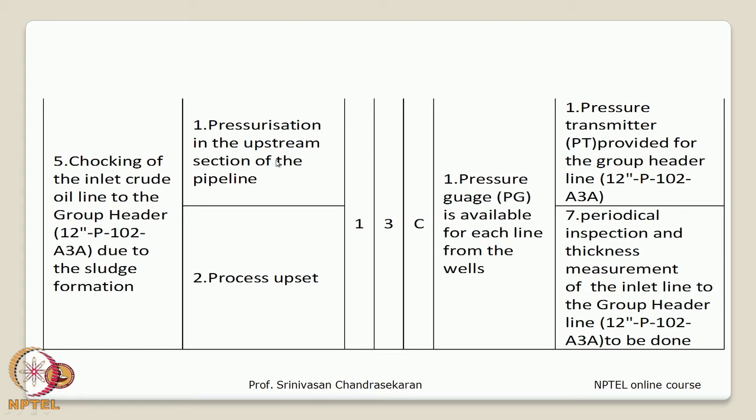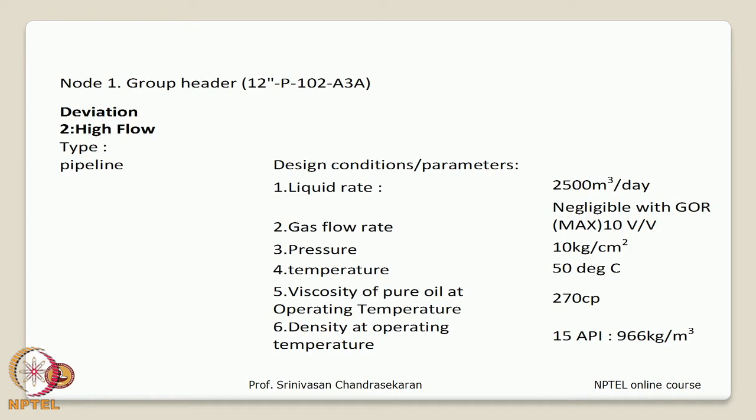However, we recommend introducing a pressure transmitter in addition to what is already available, plus we also recommend periodic inspection. Since this inspection is related to inlet line thickness measurement, we say number 7, automatically generated from the software. So, now let us go to the second deviation.